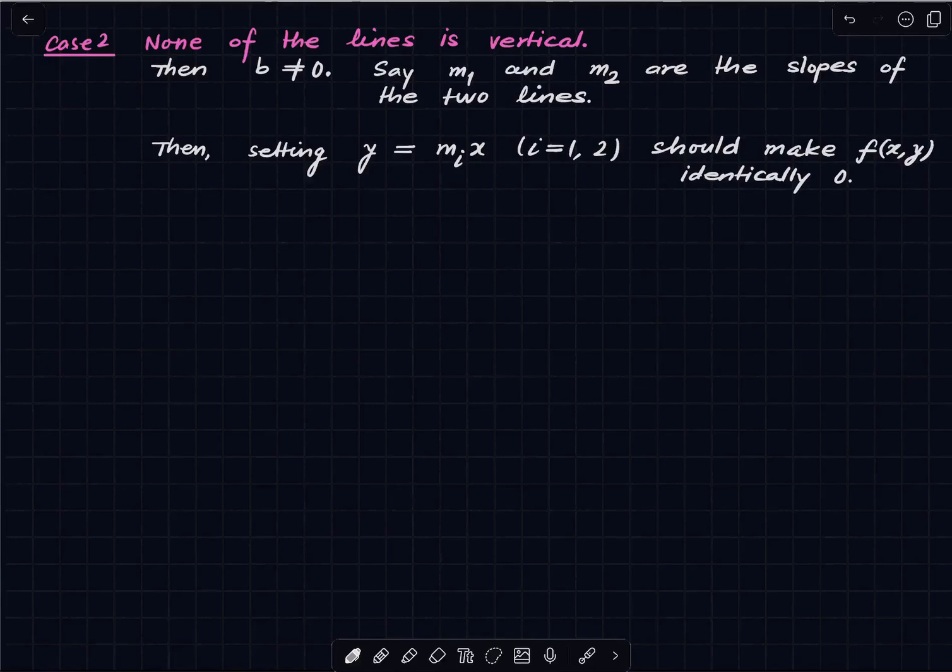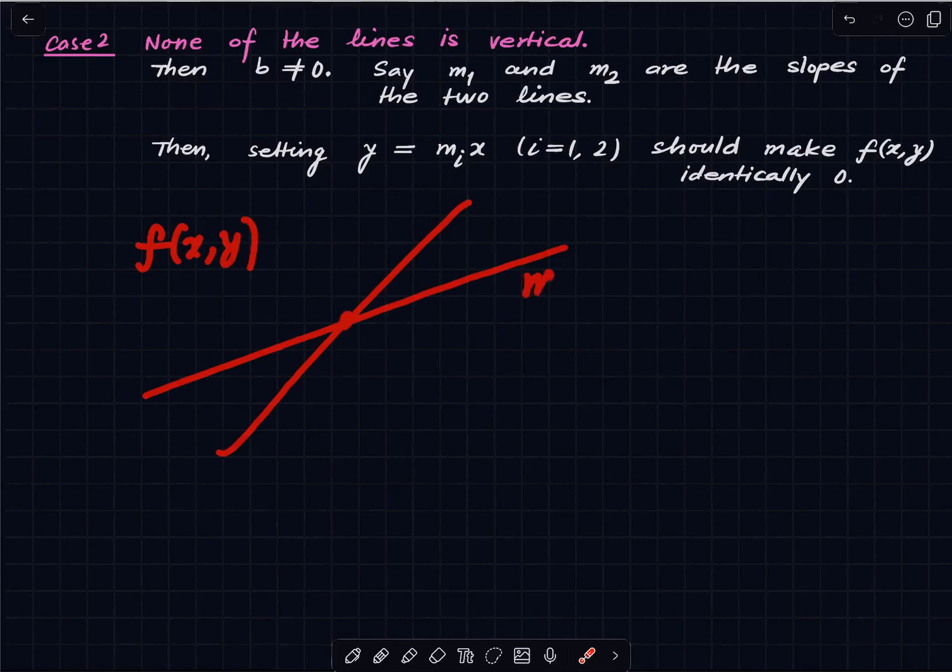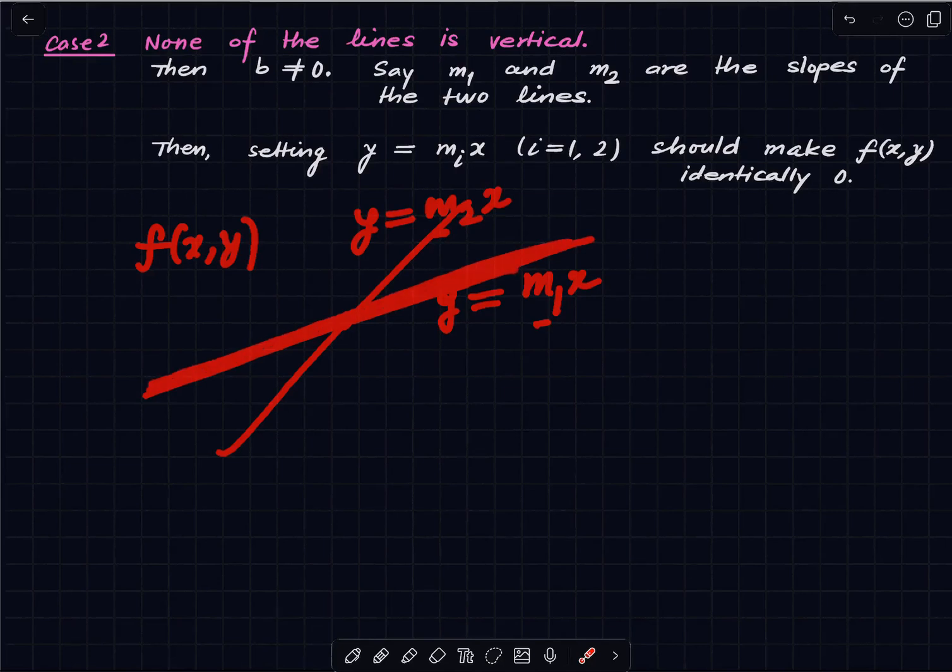Again, what is going on? We have this algebraic expression whose 0 set is precisely the union of these two lines. The slope of the first line is m1, so it is y equals m1x, and the second line is y equals m2x. And m1 and m2 are both real numbers because none of these lines is vertical. Okay. So since every point of this line is in the 0 set of f, substituting any point of this line into this expression should yield 0.